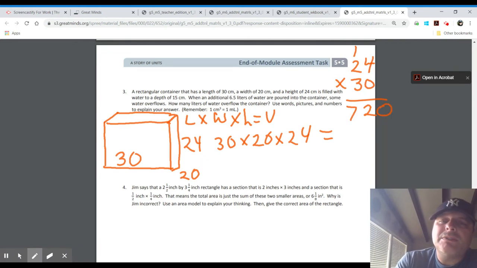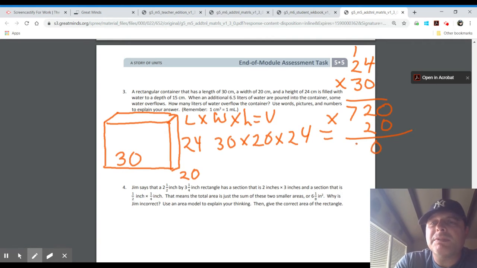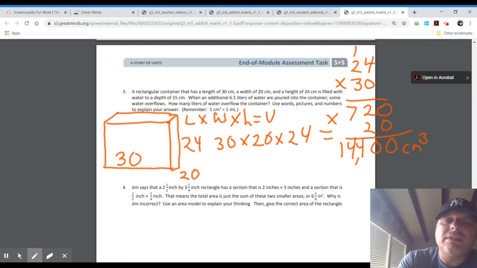So let's do 30 times 24 first. Now I'm just going to do 3 times 24, and then add a 0. So 3 times 4 is 12, and 3 times 2 is 6, plus 1 is 7, and I'm going to add a 0 right there. Okay, 720. Then we're going to do 720 times 20. We can do that same thing: 2 times 0, 2 times 2, 2 times 7 is 14, and 0. Our final is 14,400 centimeters cubed. Since centimeters cubed is equal to milliliters, we can say that's 14,400 milliliters.